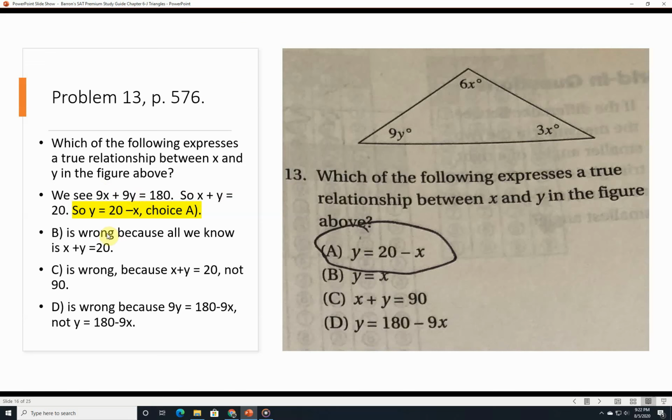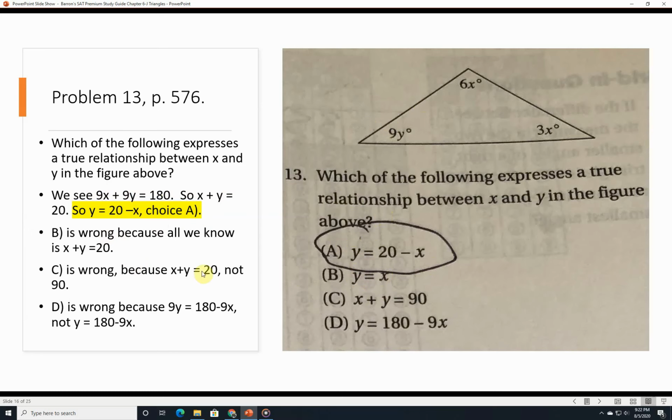B is wrong because all we know is x plus y equals 20, so we don't know that y equals x. Could be, but we don't know. The trouble is if you have two variables and only one equation, which you have here, you can't solve for the variables. You have to have as many equations as you have variables to solve for it.